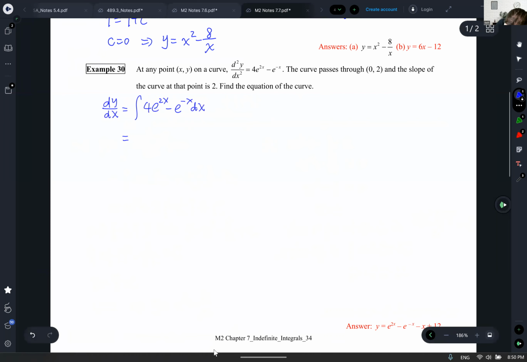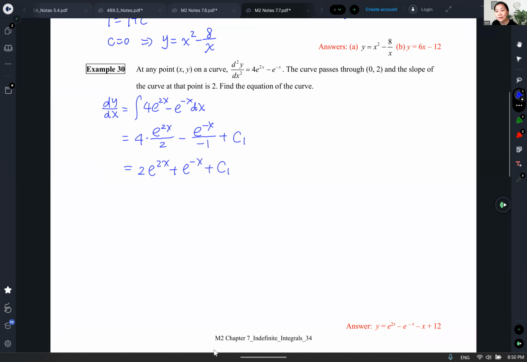And this is not a very difficult integration. It's 4e^x divided by 2 minus e to the power 2 negative x plus negative 1 plus c1. That is 2e^x plus e^(-x) plus c1. That's my first derivative. Now, how do I find c1?